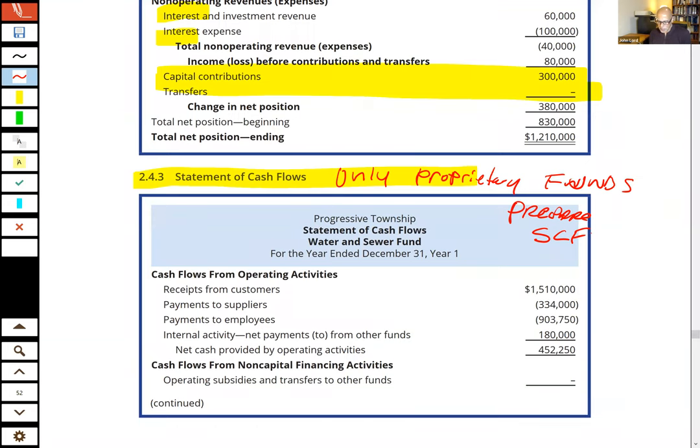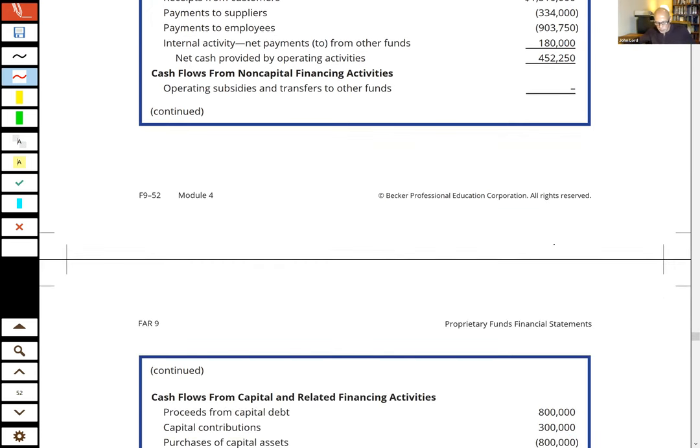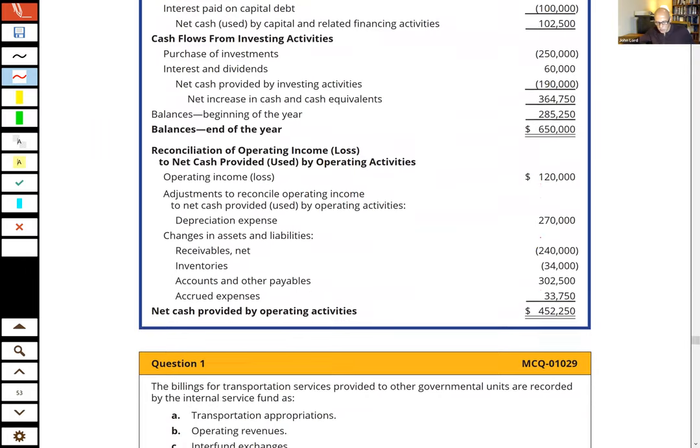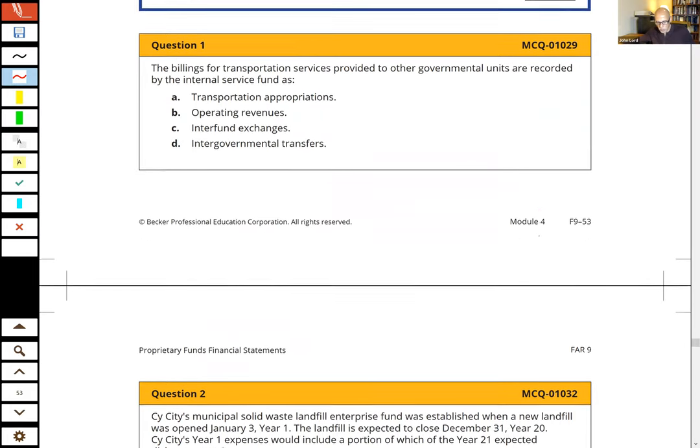We'll worry about that because that's covered better in chapter 10, but only the proprietary funds prepare the statement of cash flows. No other fund category prepares that. Okay, good. We'll get more into the statement of cash flows a little bit into chapter 10. So let's just look at a couple of questions.